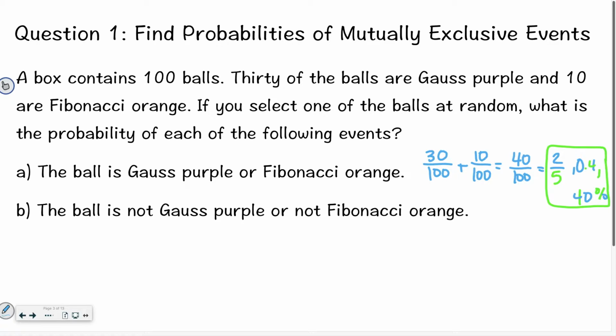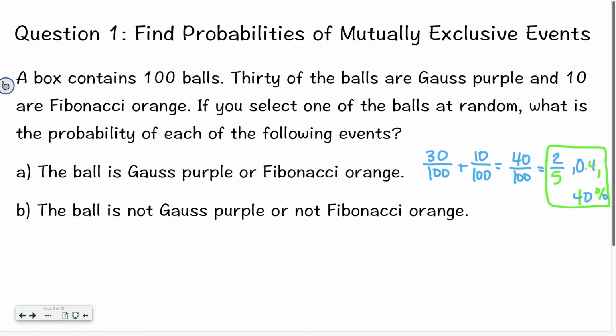Okay, hopefully you got at least one of those answers. With probability, unless I specify, you can write it any of those 3 ways. You can do the fraction, you can do the decimal, or you can do the percent. Okay? Now, go ahead and take a look at letter B. What is the probability the ball is not Gauss purple and not Fibonacci orange? Sorry, not and. Or not Fibonacci orange.